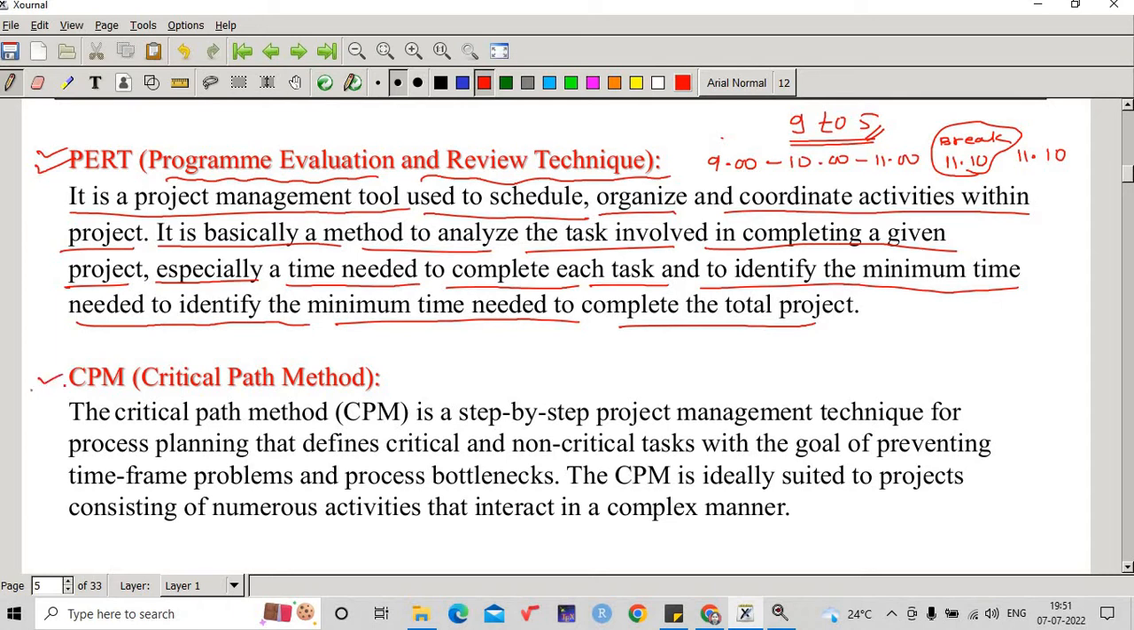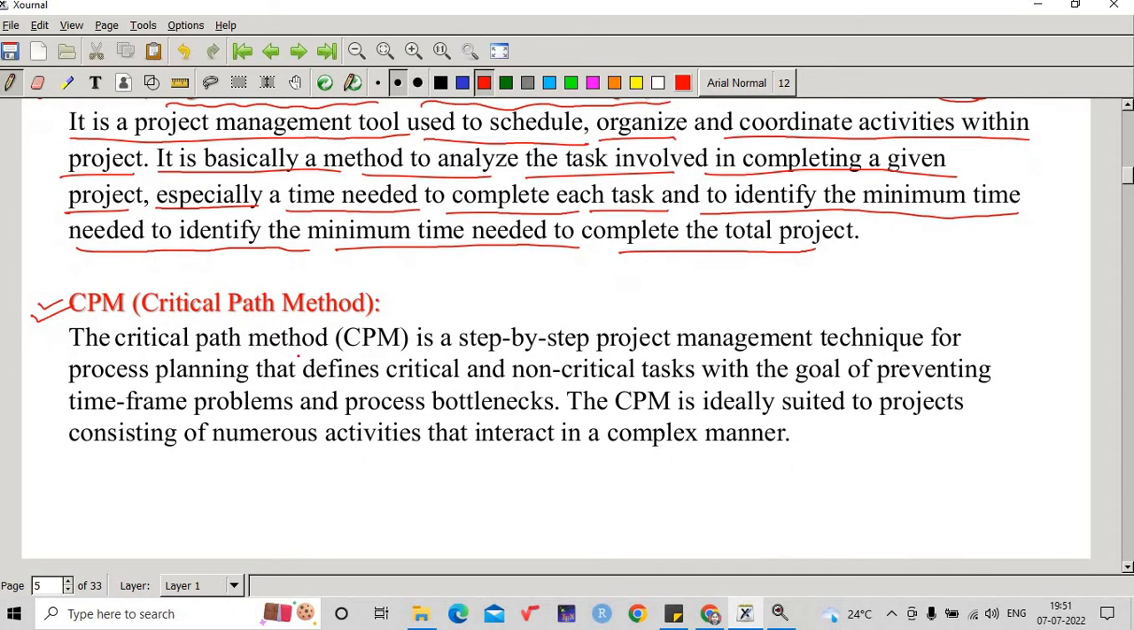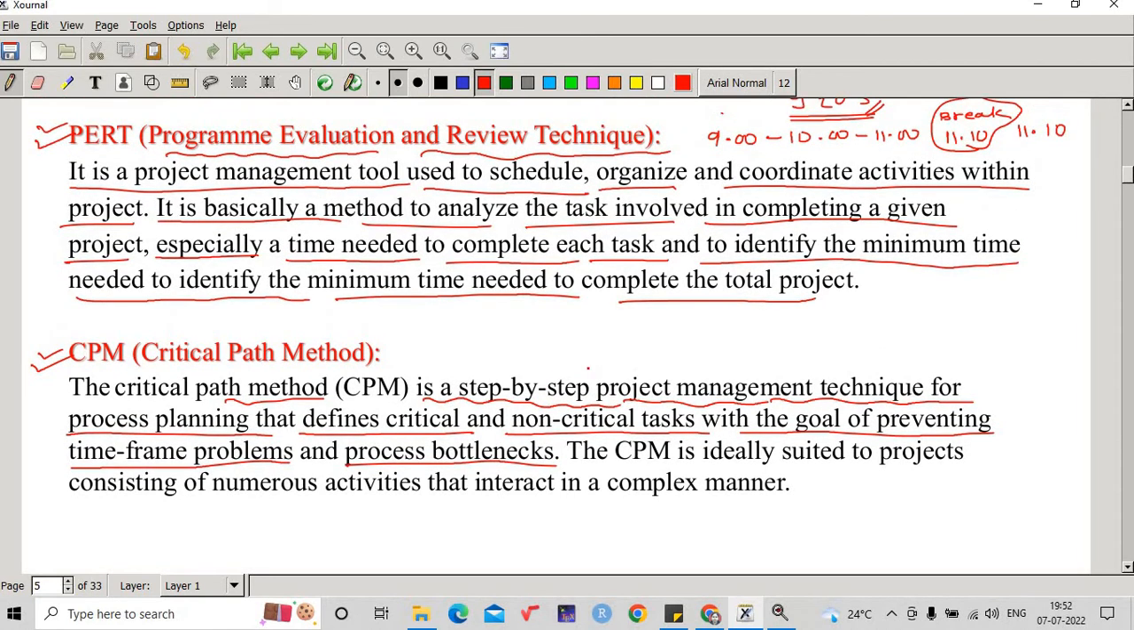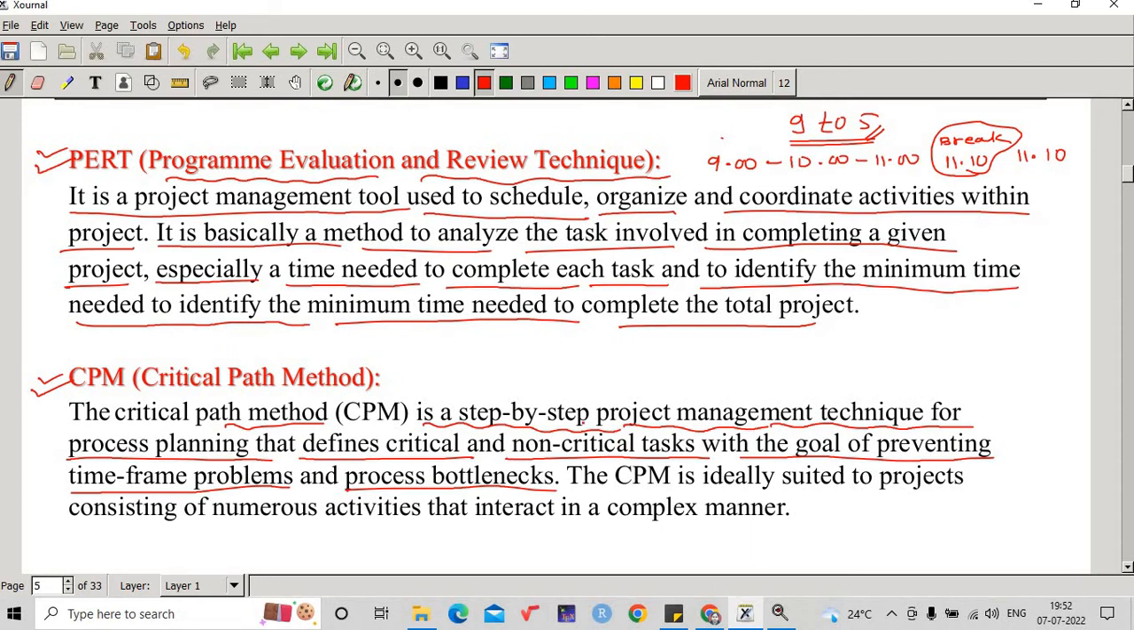Let us go to the next part, which is the CPM, critical path method. The critical path method is a step by step project management technique for process planning that defines critical and non-critical tasks with the goal of preventing time frame problems and process bottlenecks. So the example I was trying to give you, I can give you at this place also. Which are the critical activities, which are non-critical activities, and what is our goal of preventing the time frame problem, meaning where we have a time constraint, how to cope up with it, that we have to decide.